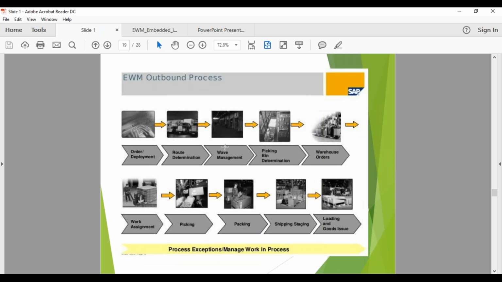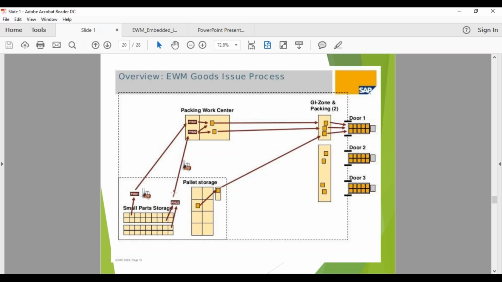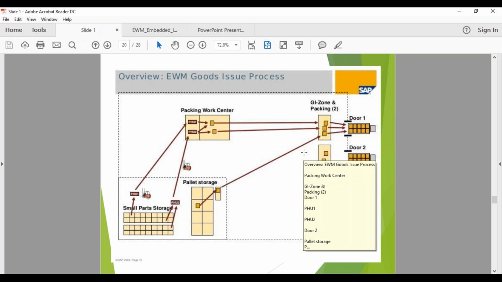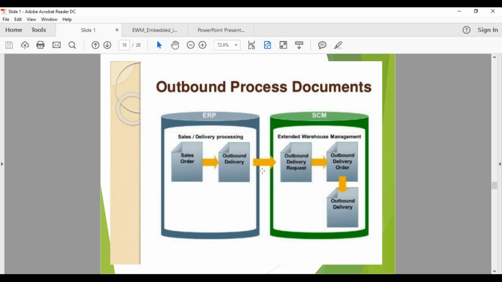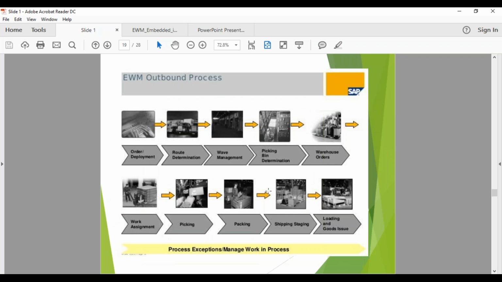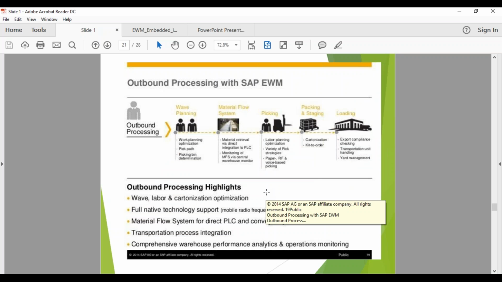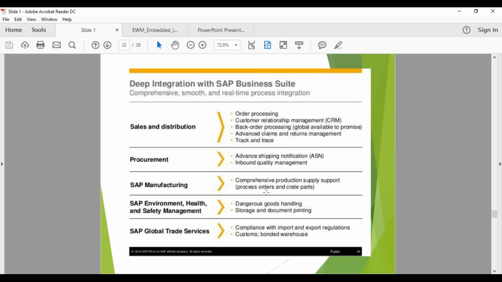Then we have discussed the outbound delivery processing business process, simple outbound and complex outbound. Next class we'll be discussing the outbound delivery documents which are generated: sales order, outbound delivery, how it is created in the extended warehouse management embedded in S4 HANA. Those documents we'll see in the system.